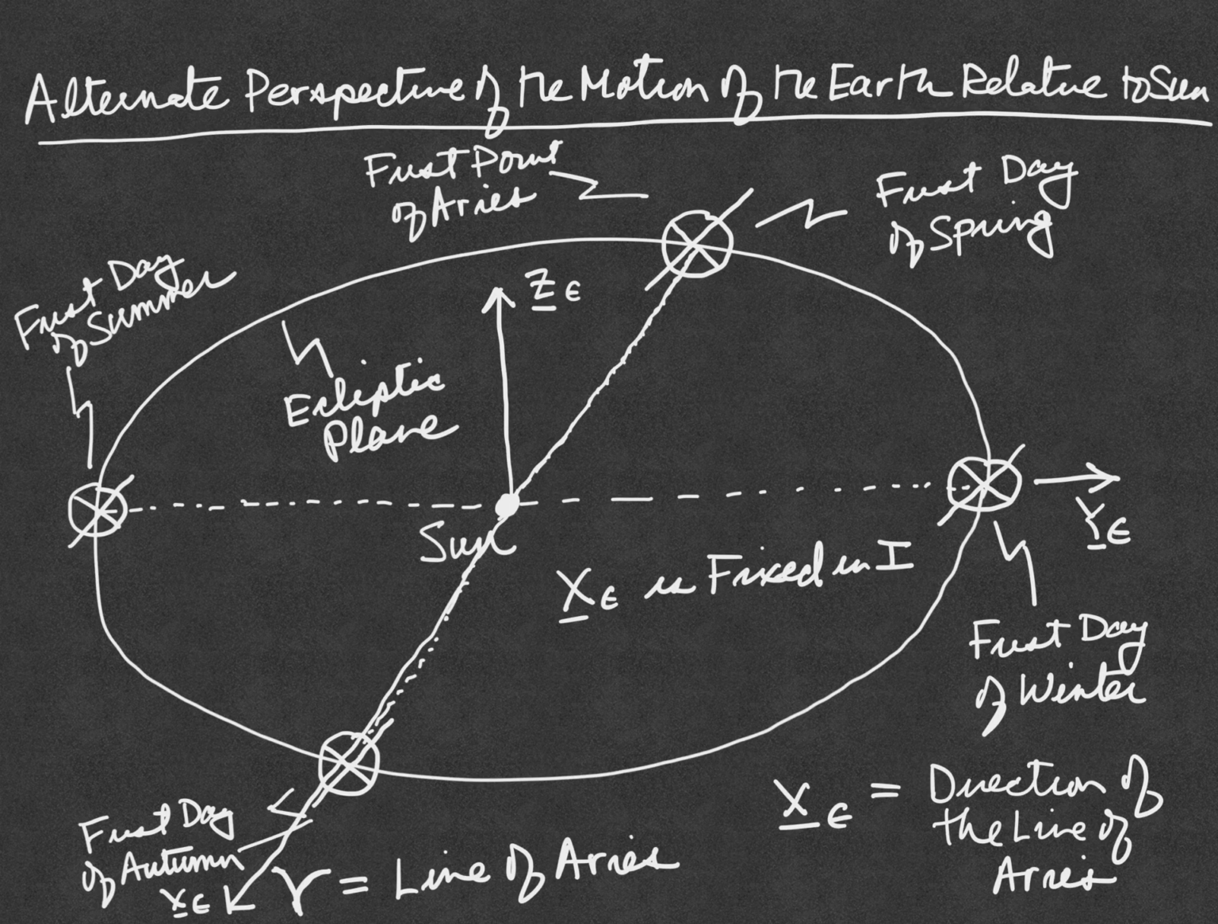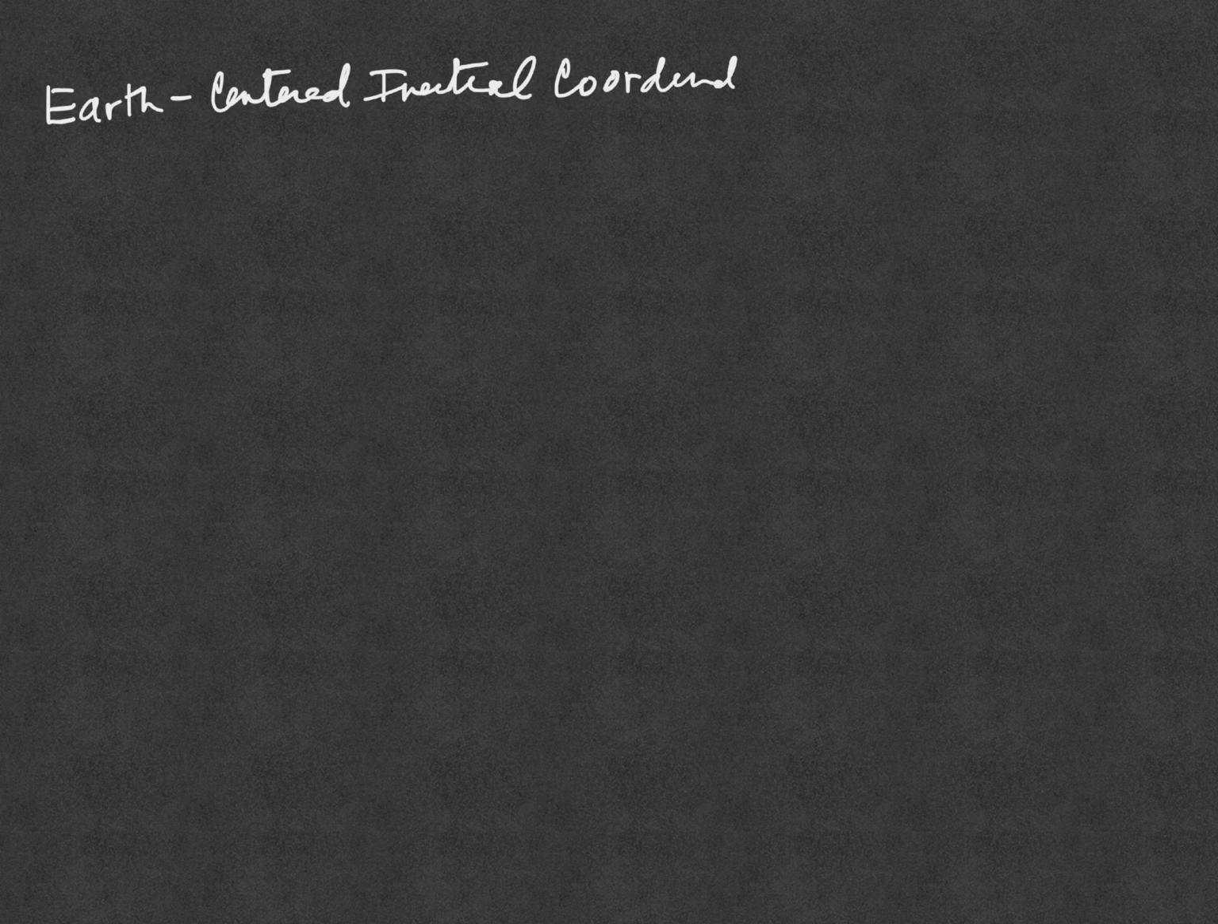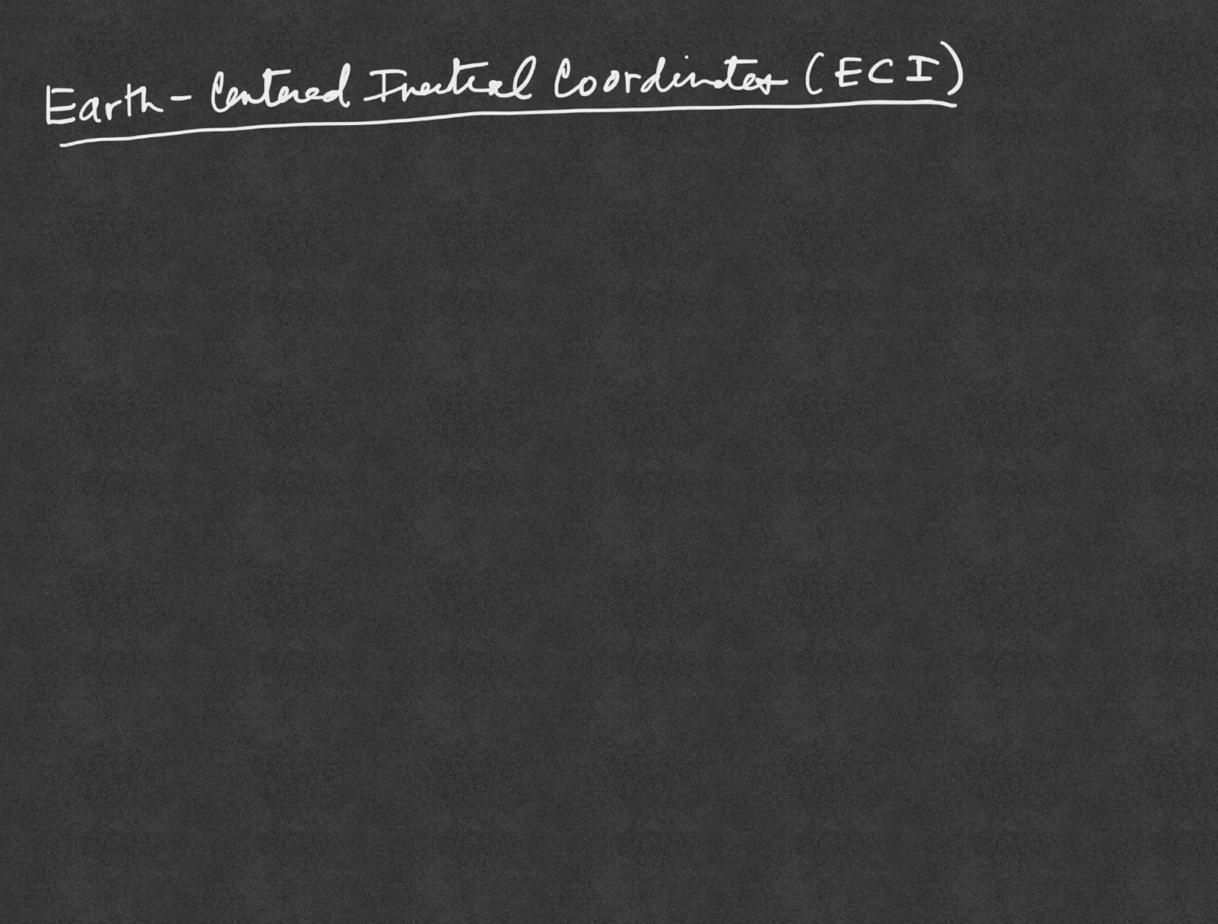Now we're finished with that, and now we're going to move on to Earth-centered inertial coordinates. So now let's talk about Earth-centered inertial coordinates. These coordinates are often referred to as ECI. Abbreviate them as ECI. Now, these coordinates are Cartesian coordinates, and we're going to describe them as follows.